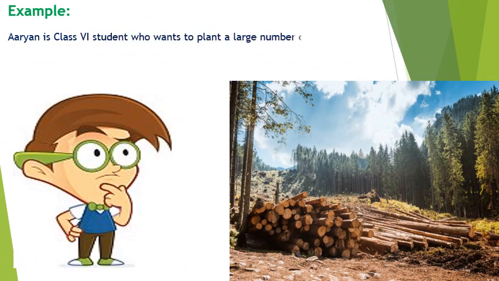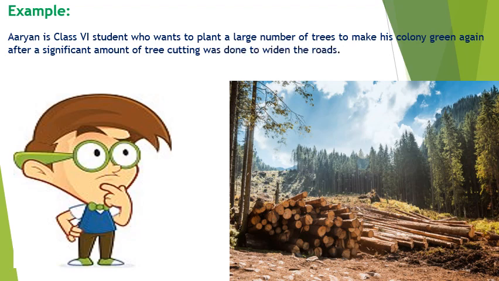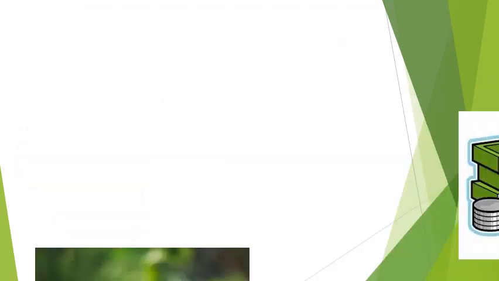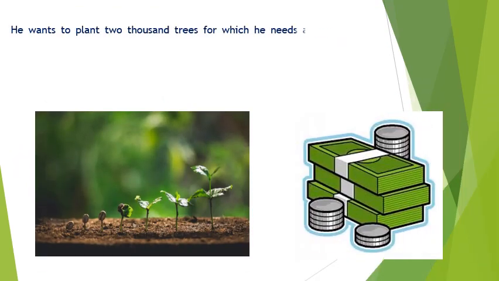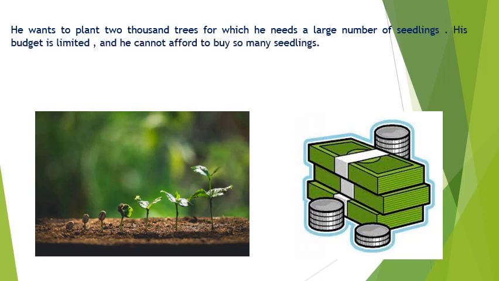Children, here is an example given with the help of which you will be able to understand various components of computational thinking. Aryan is a class 6 student who wants to plant a large number of trees to make his colony green again, after a significant amount of tree cutting was done to widen the roads. He wants to plant 2000 trees, for which he needs a large number of seedlings. His budget is limited and he cannot afford to buy so many seedlings.